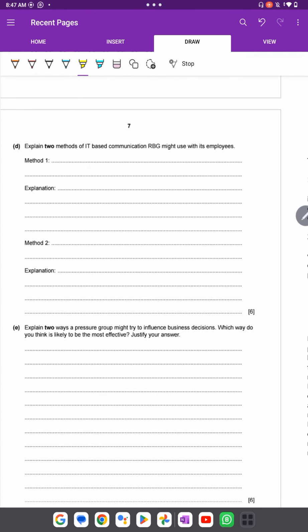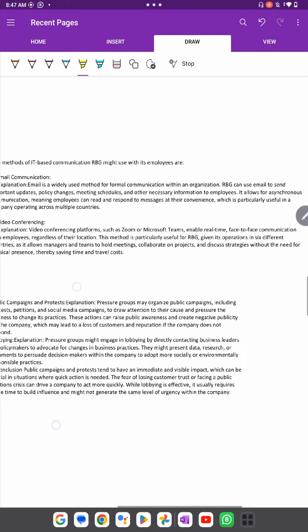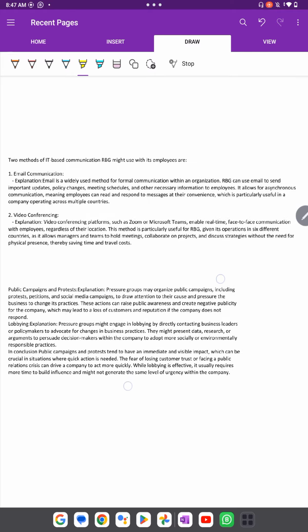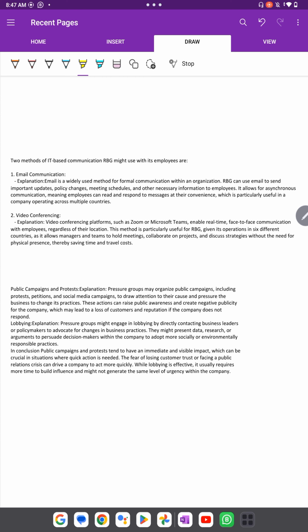Okay, so part D is: explain 2 methods of IT based communication RGB might use with its employees. Okay, so there are 2 methods. First of all, email communication. This is a method which is based on IT.